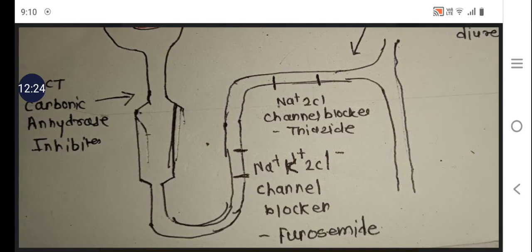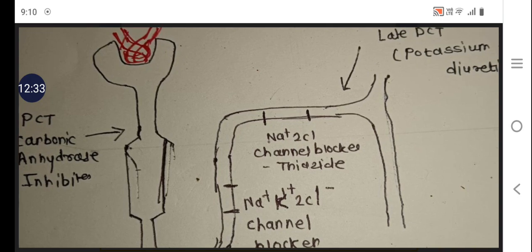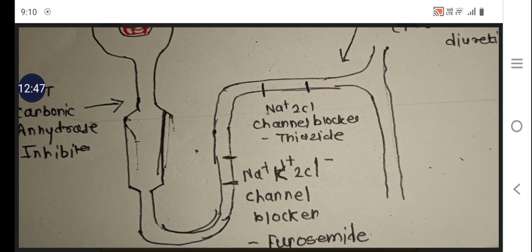In the early distal tubule, the thiazide diuretic is responsible for blocking the sodium-chloride channel. Through the sodium-chloride channel, sodium is reabsorbed. When it is reabsorbed, it goes to the sodium-deficient cell and is provided to that cell. But when the sodium-chloride channel is inhibited, reabsorption of sodium is automatically inhibited.